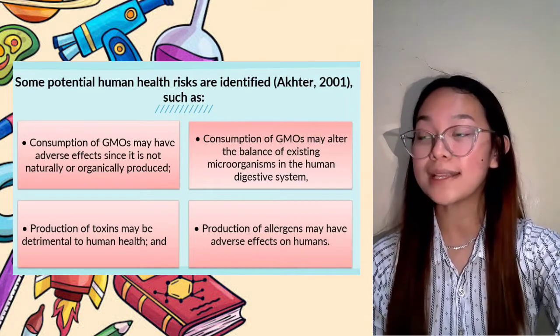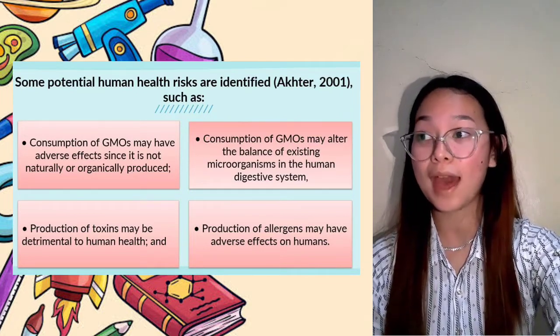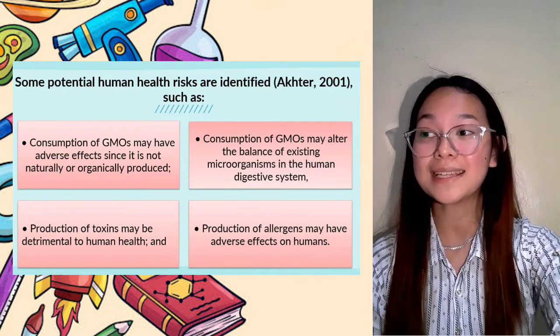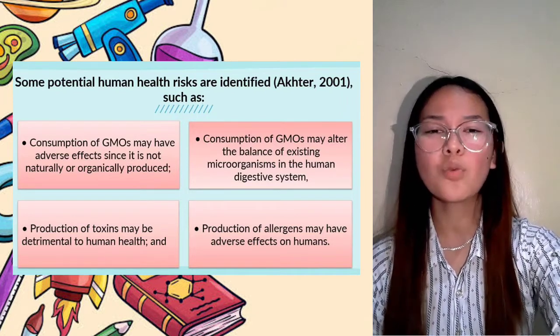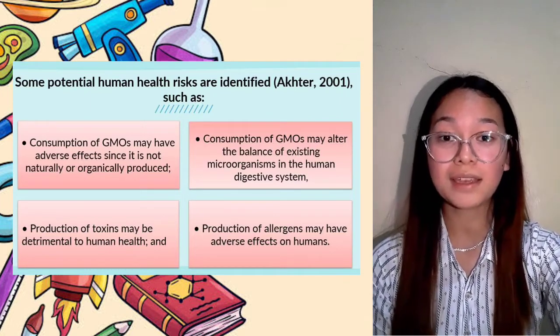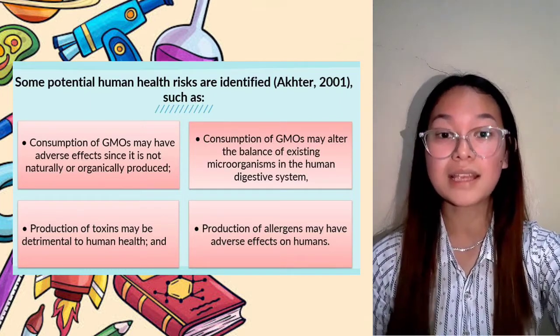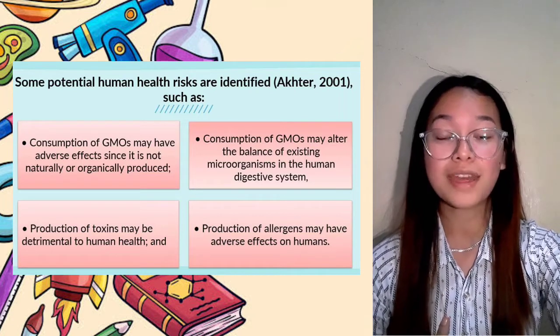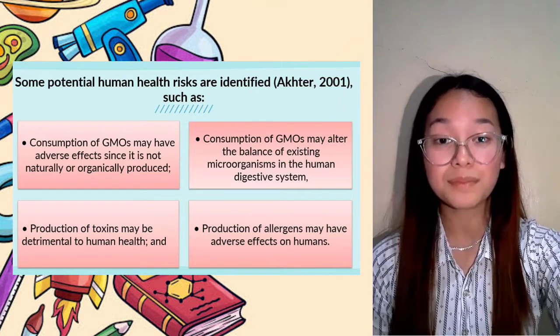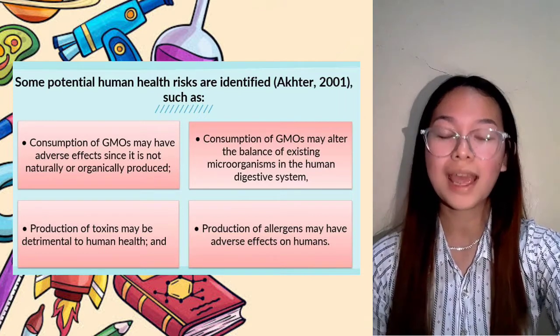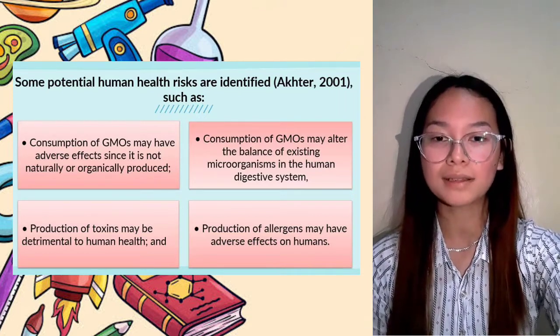So the first one is consumption of GMO may have adverse effects since it is not naturally or organically produced. So when we say adverse effect, it may upset the stomach, dry mouth, and the likes for the reason that it is not naturally made or produced. And that's how our body reacts.